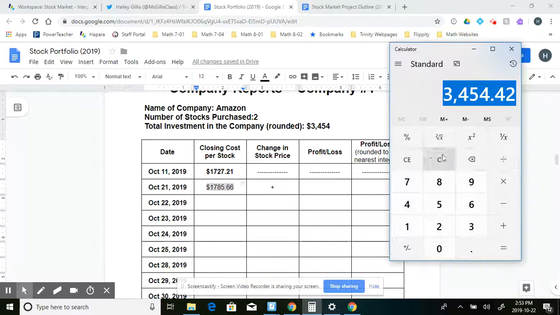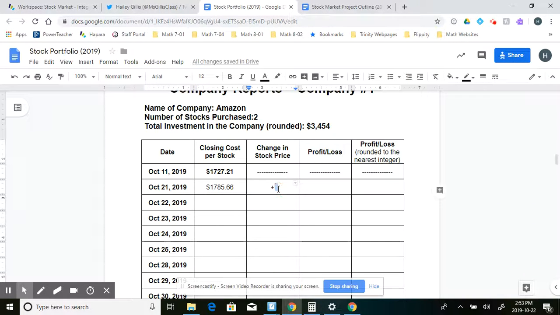So we'll go back to our calculator and we'll do these calculations just so you can see what I'm doing here. So we're going to take today, or the 21st's closing costs, and we're going to take away the 11th. That difference is going to be how much either we've made or lost depending on the scenario. So in this case, we made $58.45 per stock, which is pretty awesome.